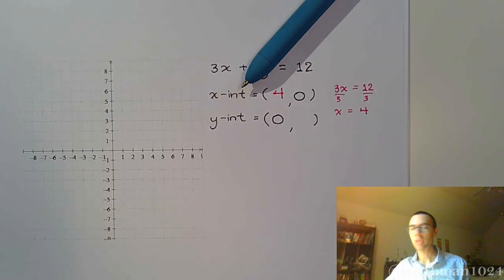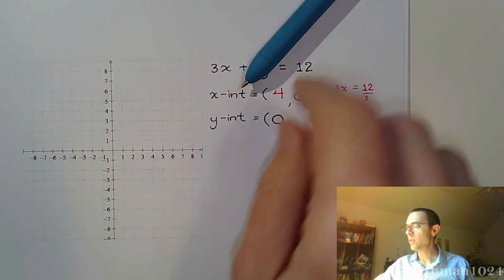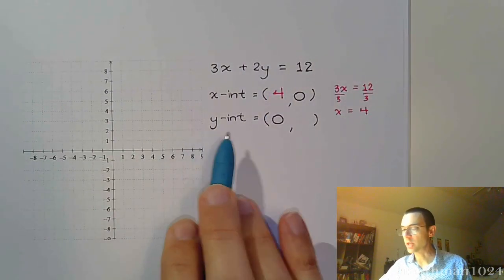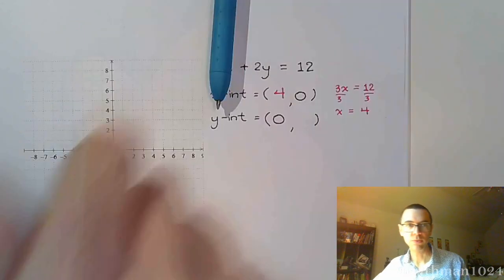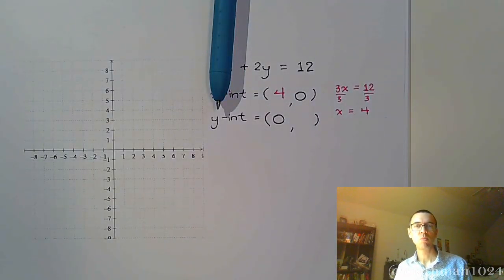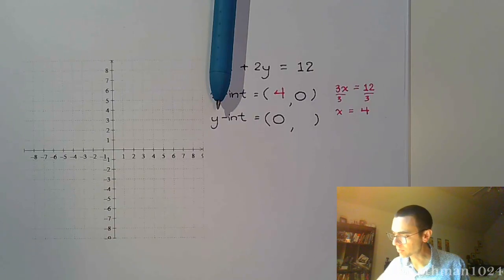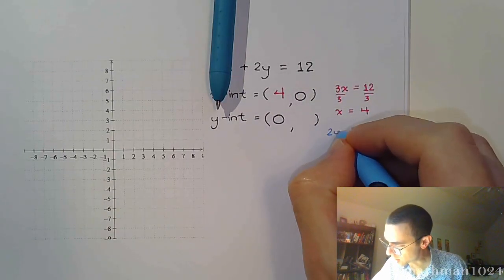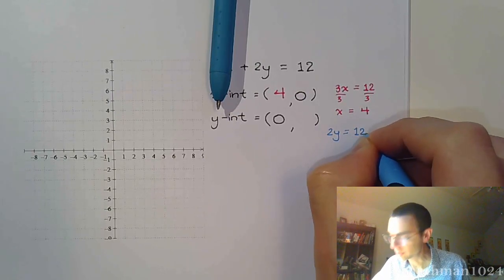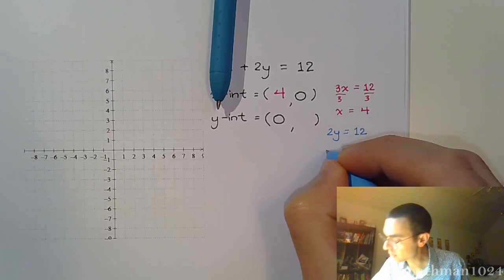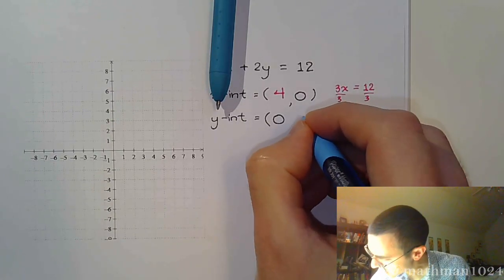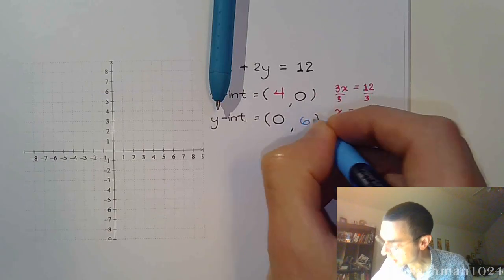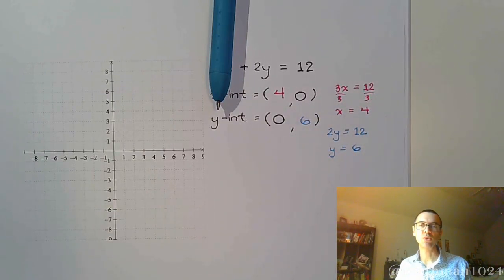And so there you go. That's all we have to worry about doing. And then we flip this around and we say for the y-intercept, if x is 0, then the x term is now gone because you plug in 0, 3 times 0 is 0. And what we're left with is the equation 2y equals 12. And if 2y equals 12, y equals 6. And so this is how we complete those ordered pairs for the x and y intercepts.